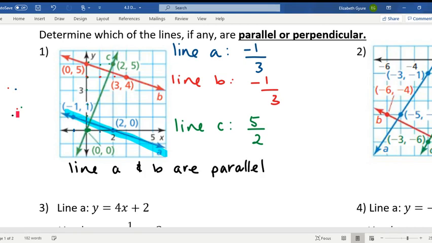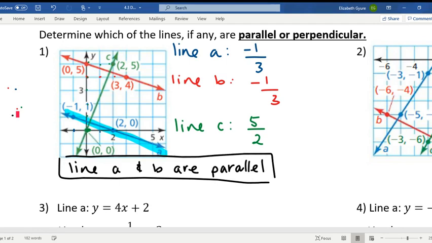Do you see any that are perpendicular? Do we see any opposite reciprocals? No. This 5 over 2, does that really do anything for us? Is that a reciprocal? No. So we're just going to say line A and B are parallel. There's actually nothing here that'll be perpendicular.